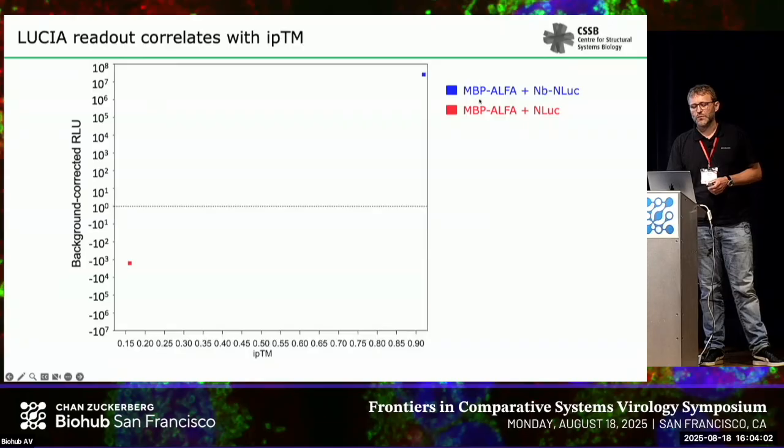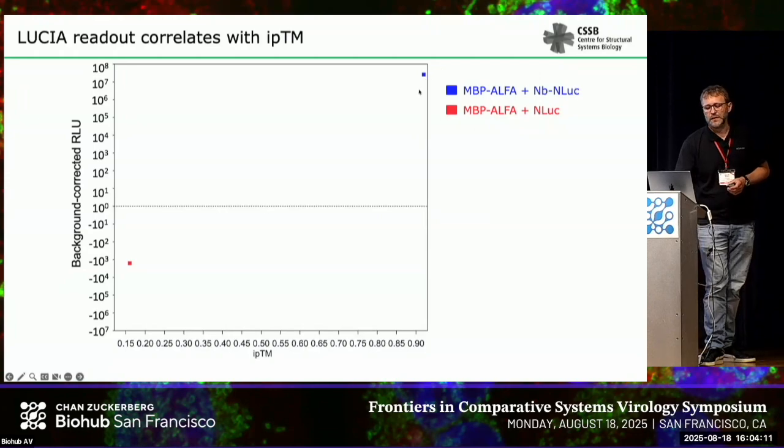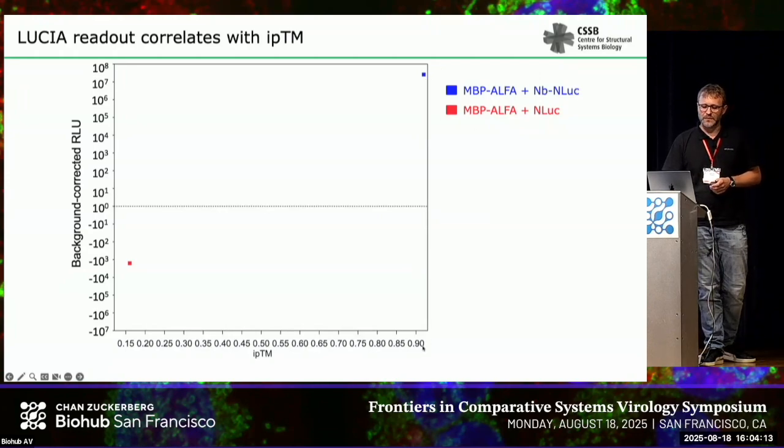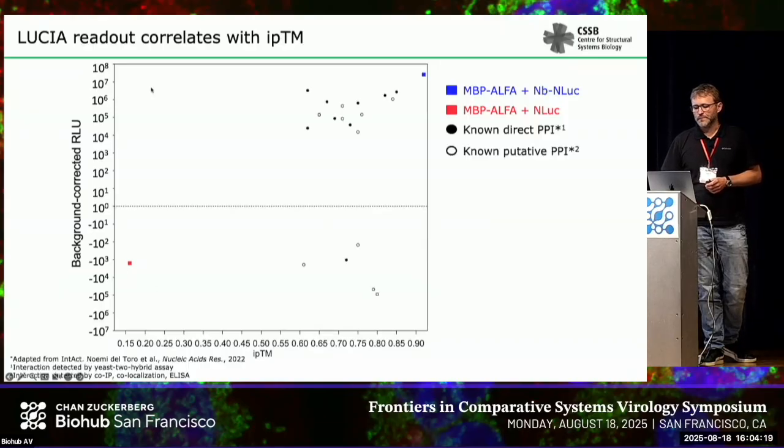The positive control is an MBP alpha tag plus a nanobody against the alpha tag with a nanoluciferase on that, and that gives us a very high signal. And you can also see this here, so the IPTM for this interaction is very high, very low for this one, and this is also then correlating with the luminescence readout.